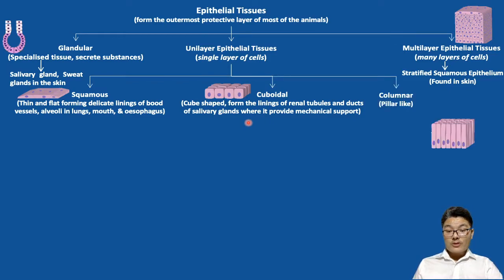Now, we also have another unilayer epithelial tissue called columnar. The term column here refers to pillar-like. So the cells of columnar epithelial tissues are pillar-like. They are rectangular in shape, and they have a pillar-like structure.